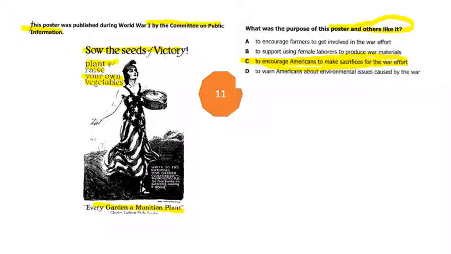The A and B are distractors. They're thinking you're going to see seeds. They're thinking you're going to pick A because it says farmers, or you see the woman here, and they think you're going to pick B because it says female laborers. But be careful. Look at the clues and think about it.